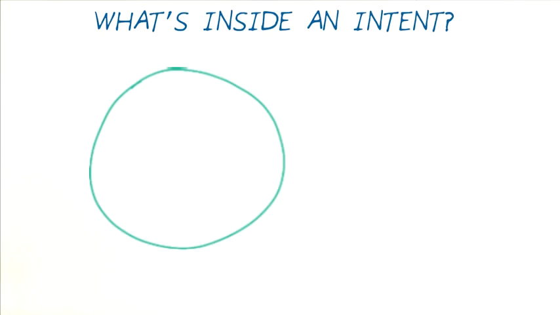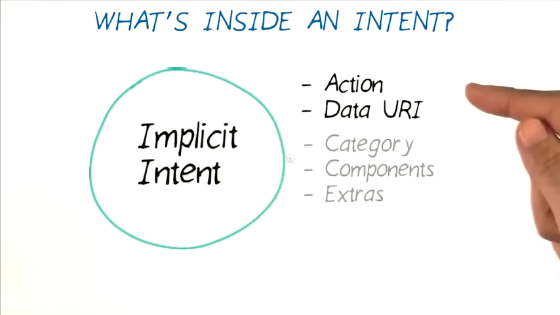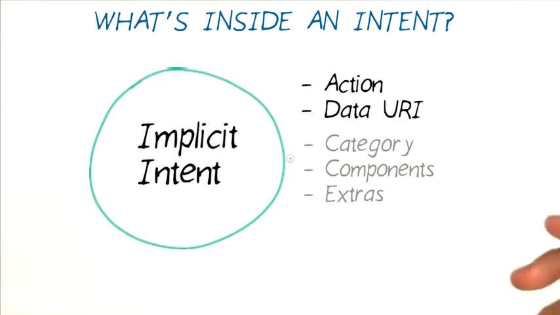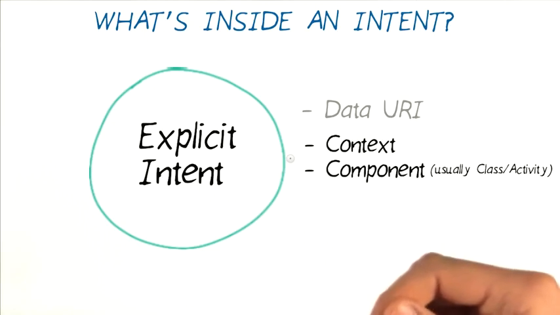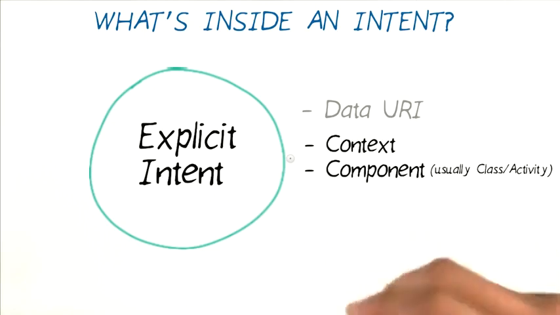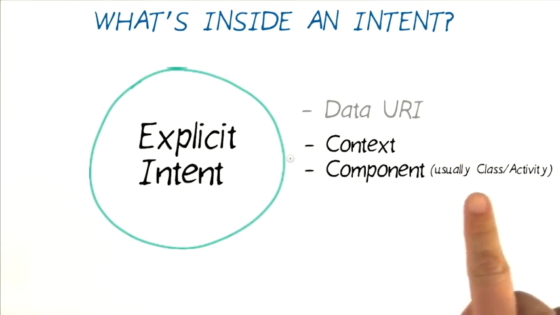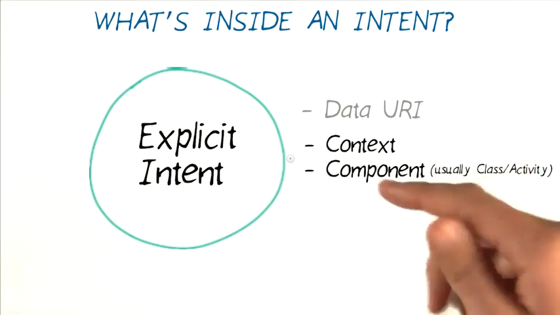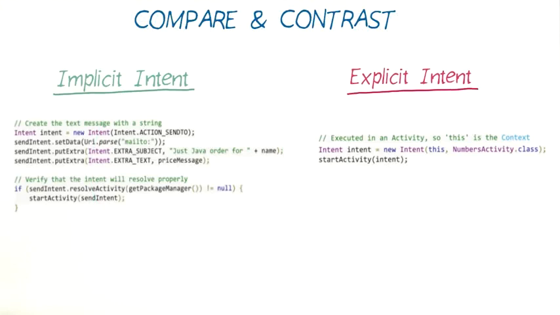And let's review what's inside the ball, which represents our intent. Implicit intents generally need an action and a data URI. We can also add in category, components, and extra information to help the Android system determine which app would best handle this request. Explicit intents already know where they need to go, so they provide very specific information. We usually just need to pass the context and component, which is usually the class we want to navigate to. However, there are situations where we may want to set the data URI so that the other activity can receive certain information. Let's look at the code for these two types of intents.